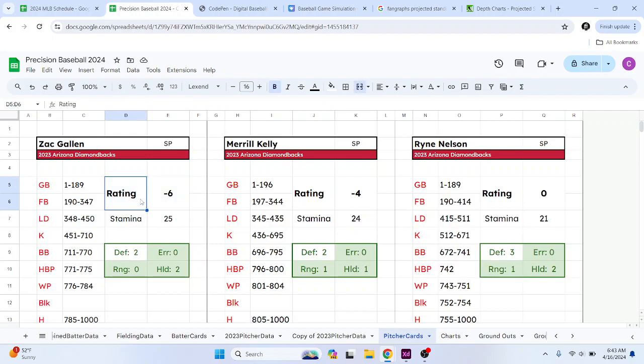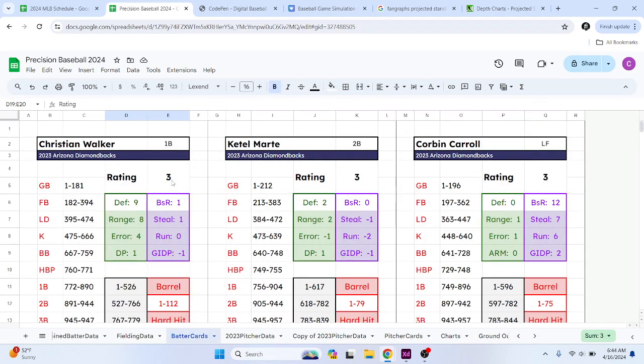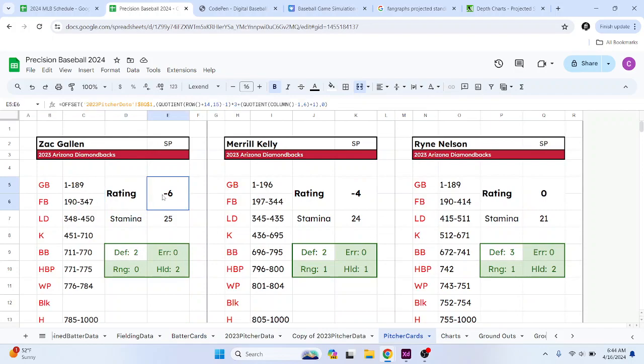And so, what we do is we take the batter plus the pitcher. So let's say we have Christian Walker, and he's facing Zach Gallen. So we take the 3 and we add -6, which means that you subtract 6 from 3. So if you just do the formula in your head, 3 and then -6 is a -3. So the advantage there is to the pitcher, Zach Gallen, or at least this pitcher. The advantage there is a 3.